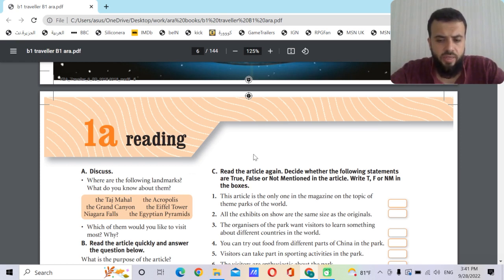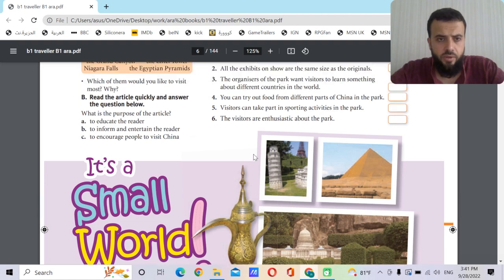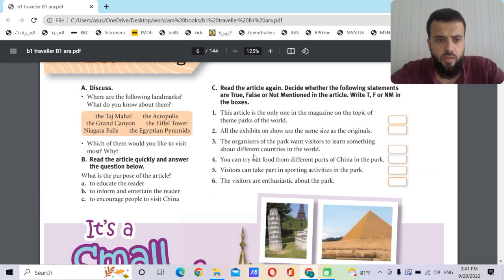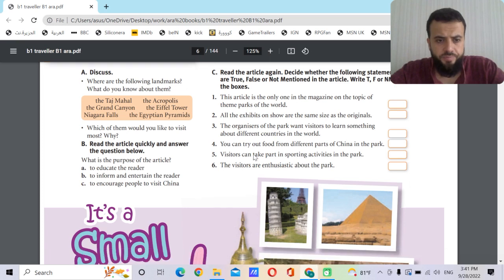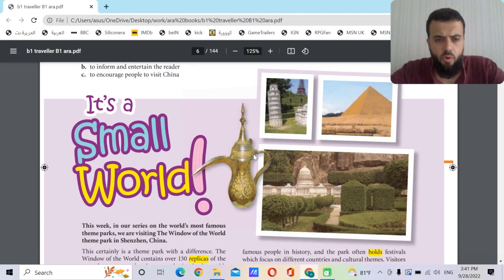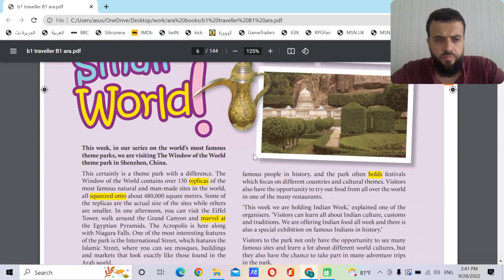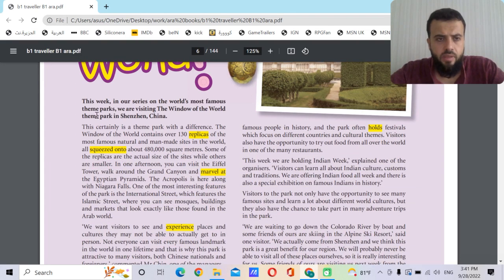Read the article quickly and answer the questions below. So, first of all, we need to read the article. It is a small world. This week, in our series of the world's most famous theme parks, we are visiting the Window of the World theme park in Shenzhen, China. Famous. So everybody knows it.